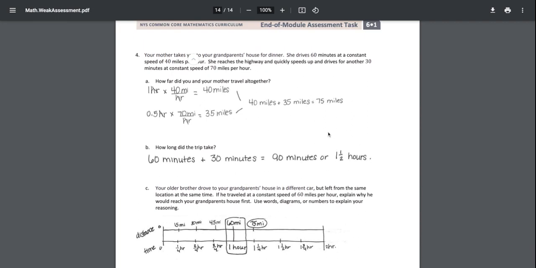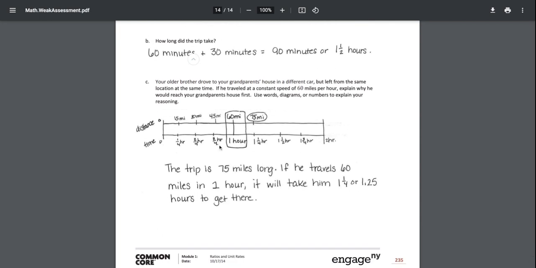Oh, hold on. No, I'm right. Okay, confused. So he moved 60 miles in 1 hour. At another half, that's 90 miles. So he, in 1.5 hours, would have gone 90 miles. But that's not how far it is. It's only 75. So I would say, here's my double number line.